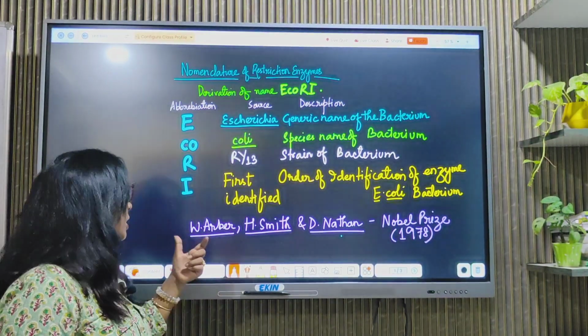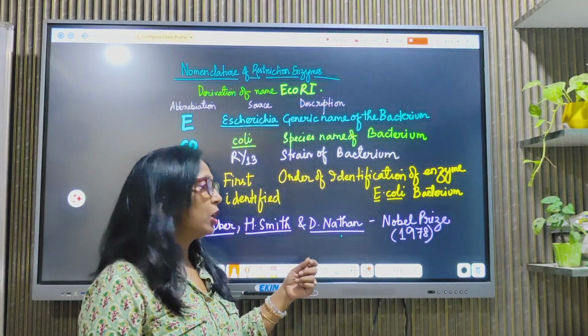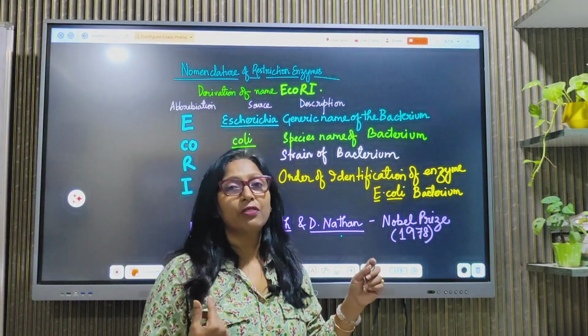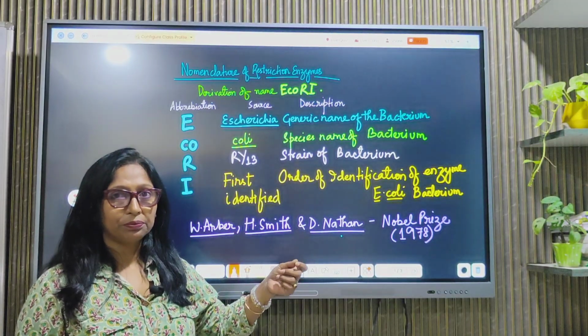And not to forget, W. Arber, H. Smith and D. Nathan, these three scientists got the Nobel Prize in 1978 for discovering this EcoR1.